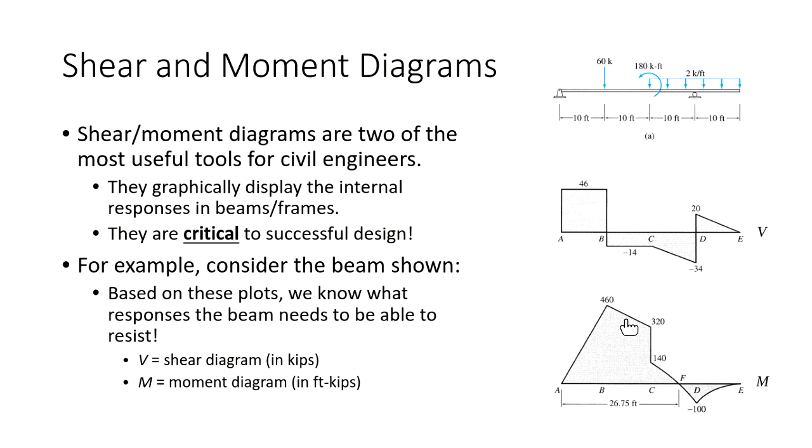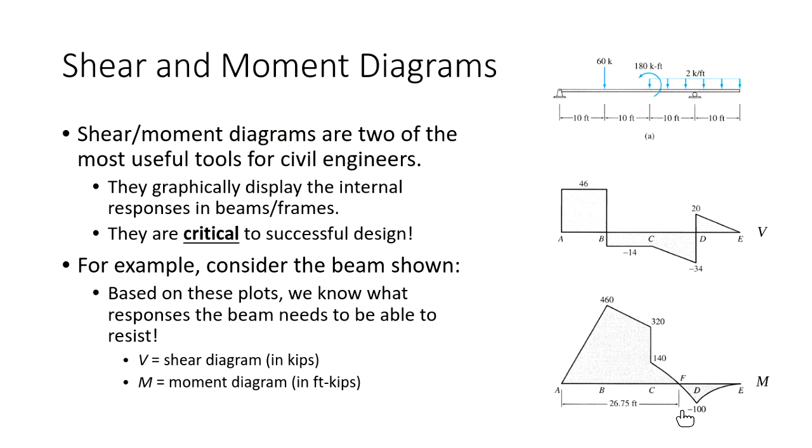For instance, this beam tells me that I have a maximum shear of 46 kips, so whatever section I size, if it can withstand a shear of 46 kips, it can hold up the shear for the entire beam. So that tells me what I need to design it for. For the moments, I know I have a maximum positive bending moment of 460 foot kips. I have a maximum negative bending moment of 100 foot kips. So I know that the beam is going to be in smiley face bending from A to this point F.